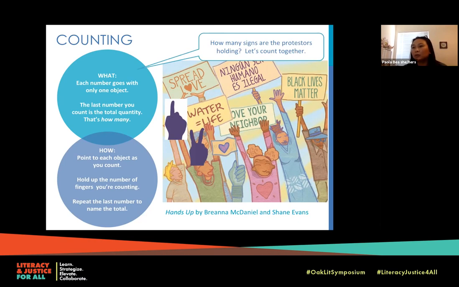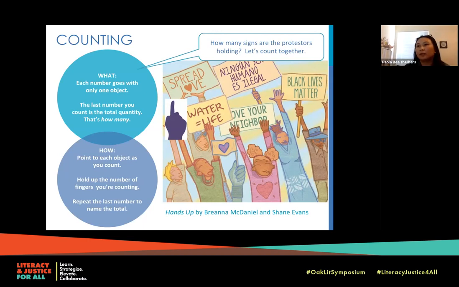And also hold up the number of fingers when we're counting, right? We're going to do this. Ready? We're going to ask, how many signs are the protesters holding? So here, this is obviously a non-math storybook. It's called Hands Up by Breanna McDaniel and Shane Evans. And here, we're just going to count the signs that the people are holding.